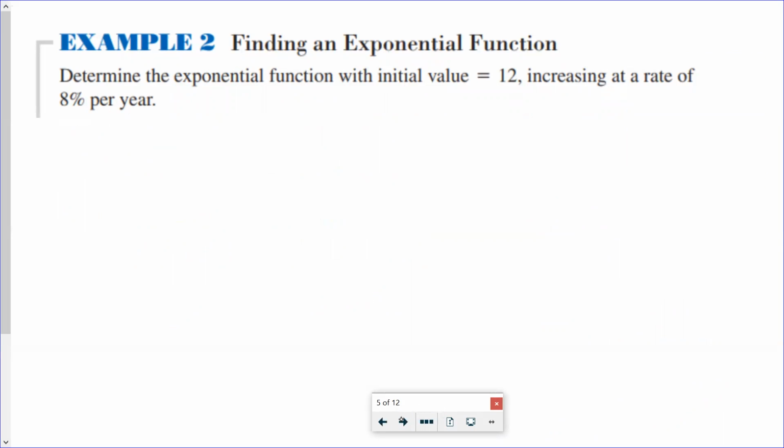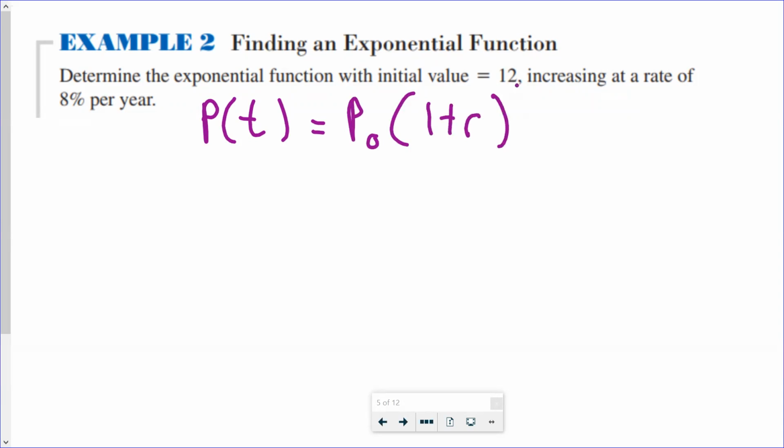So determine the exponential function with initial value 12 increasing at a rate of 8% per year. All right, all we're going to do on that, guys, is take our formula. We said P of t is equal to p sub 0 times 1 plus r, and then raise it to the t.